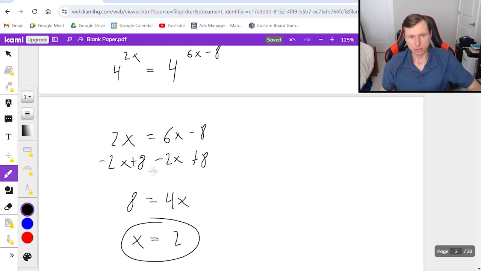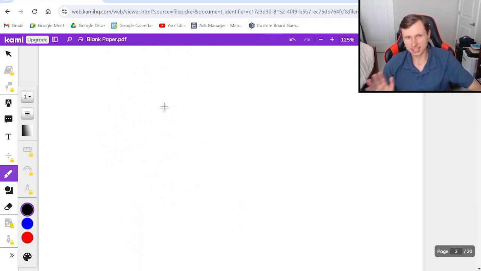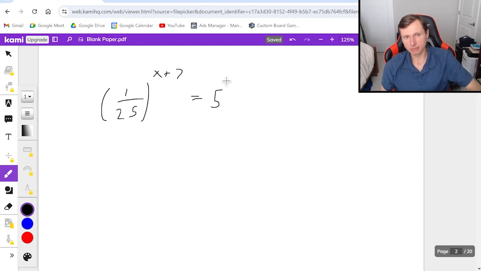And there we go. So we're just going to do a couple more like this to get a feel for it. The next one will be harder. It's 1 over 25 to the power of x plus 7 equals 5 to the 4th. So for this one, again, we want the same base. Now, I want you to choose the smaller base. I know that technically 1/25 is smaller. I get that. But really, 5 is the smallest base that I want to work with. I don't want to work with 1 over 25. So I got to make 1 over 25 look like 5.